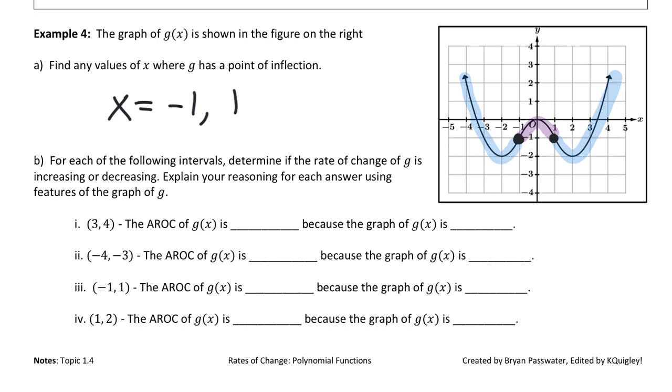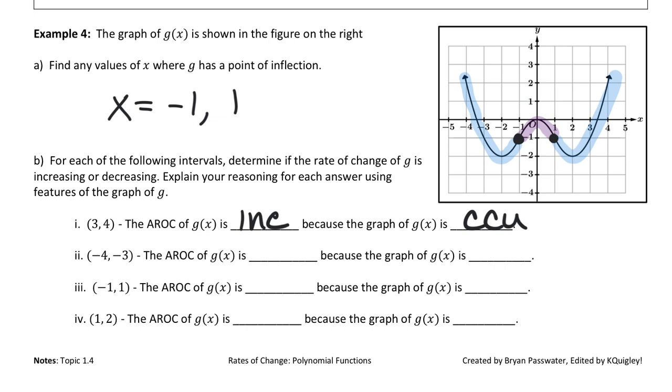But since we know things about rate of change, we're going to fill in these sentences here. It says, for each of the following intervals, determine if the rate of change of g is increasing or decreasing. Explain your reasoning for each answer using the features of the graph of g. Okay, this is now an interval, by the way, not coordinate points. Between the x values of 3 and 4, so I'm looking from here to here, what is happening with the average rate of change? The average rate of change is increasing. Why? Because the graph is concave up. Very good. This is also why the highlighting comes in handy.